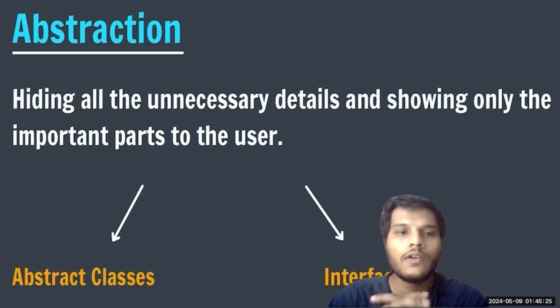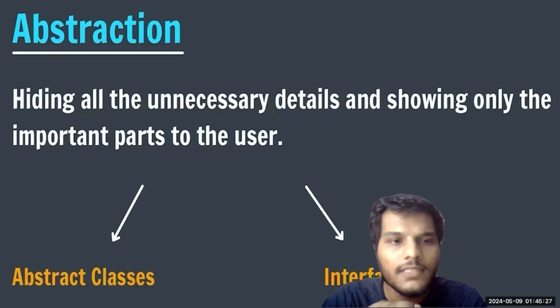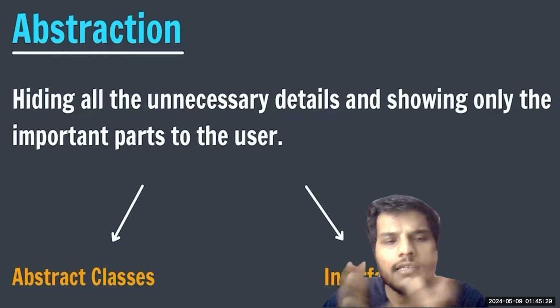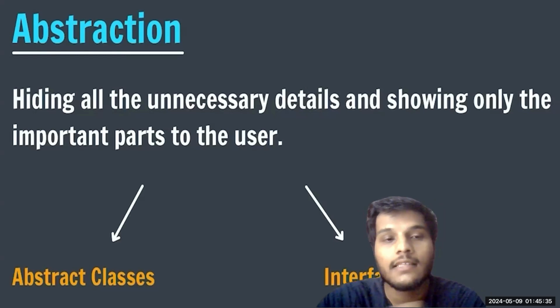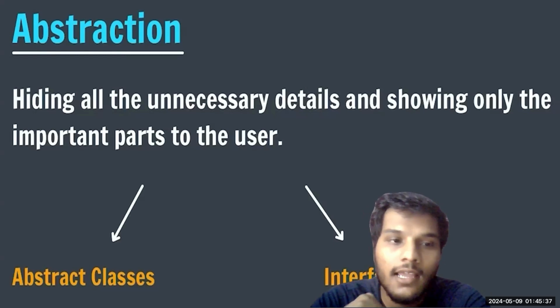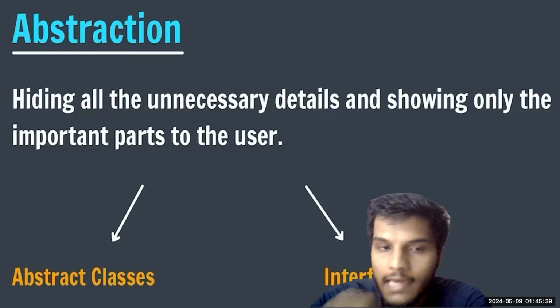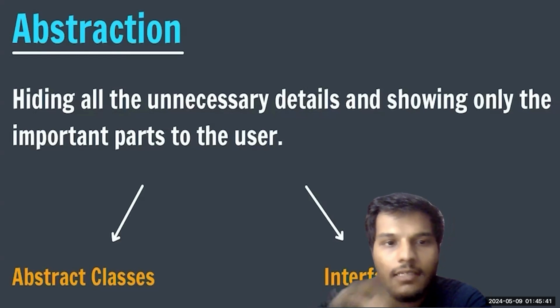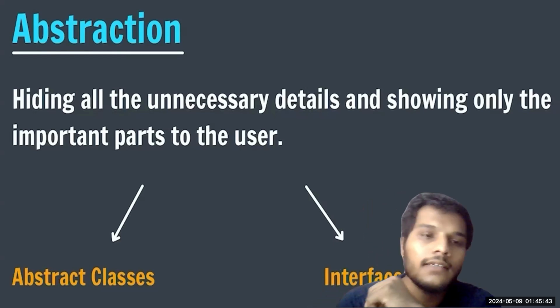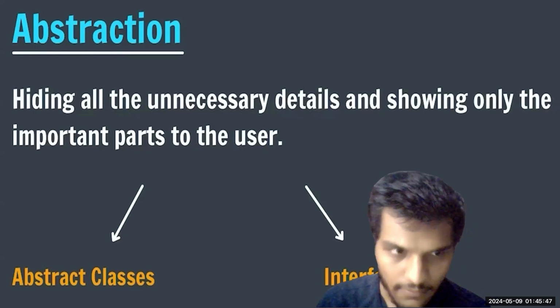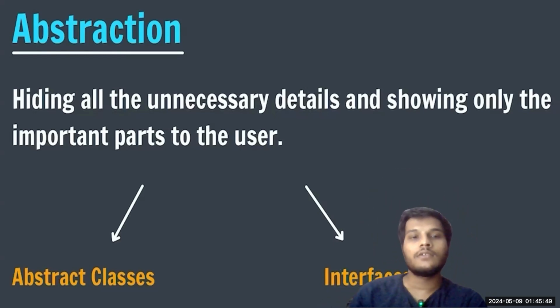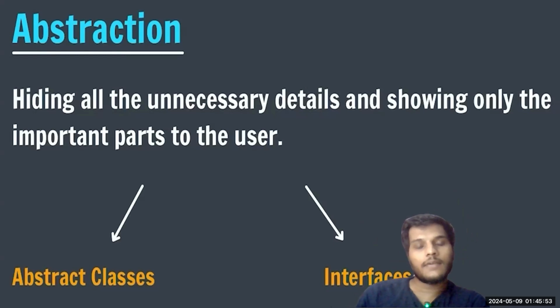So now we will go to our last major pillar of OOPS, that is abstraction. Abstraction is hiding all the unnecessary details and showing only the important parts to the user. Now you will say that in encapsulation also I said it was used for hiding, and here also I'm saying abstraction is used for hiding. But there is a difference. This is a common confusion among students. So let me tell the difference between encapsulation and abstraction.